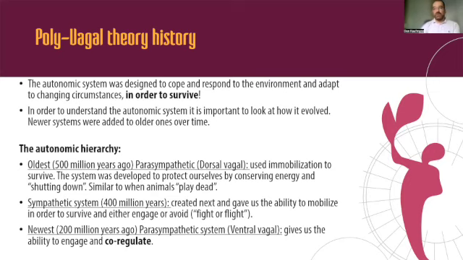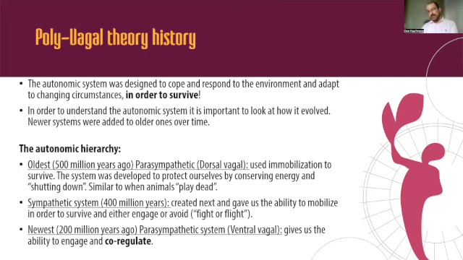Then afterwards, about 400 million years ago, the sympathetic system was created. In that next step of evolution, instead of just completely shutting down and being immobilized, that system gave us the ability to actually move, or mobilize, in order to survive. When we say mobilize, we can do all sorts of things. When we move, we can either fight, or we can flee, we do something. This is a newer system that was created as part of the autonomic system that helped the organism survive.